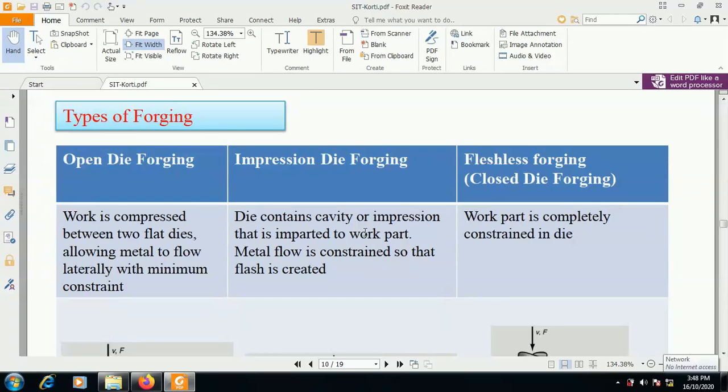त्याला कुठल्याही प्रकारची डाय कॅव्हिटी नसती. Dies are flat like a platform of a table. आपल्या टेबलचा जसा प्लॅटफॉर्म असतो तसा डायचा सरफेस असतो. It is totally flat, allowing metal to flow laterally with minimum constraint.